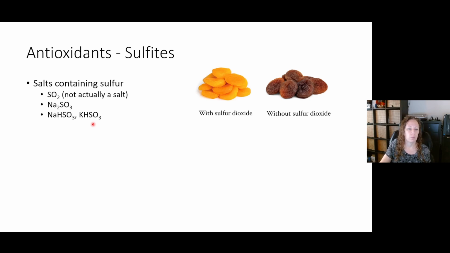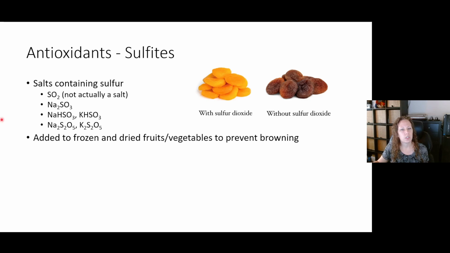There's sodium and potassium bisulfite, and sodium and potassium metabisulfite. So there's actually quite a number of sulfites that can be used. And their usage is that they are typically added to frozen and or dried fruits and vegetables to prevent browning. So browning from our phenolase, right, that we've talked about extensively.